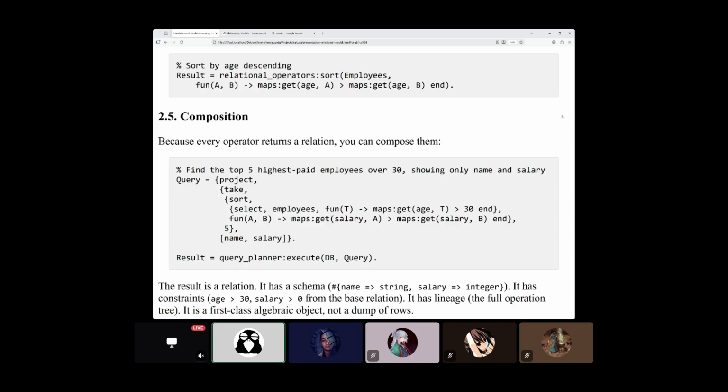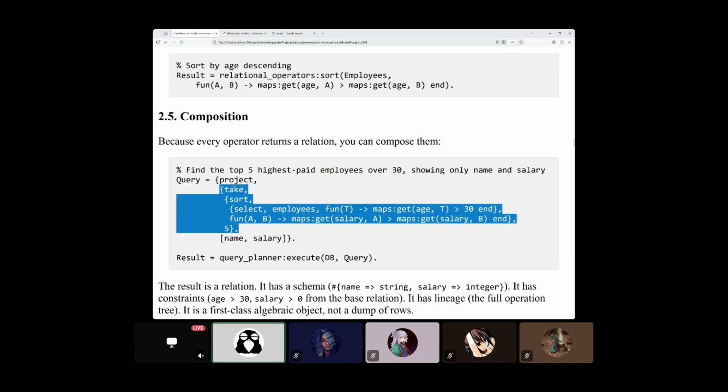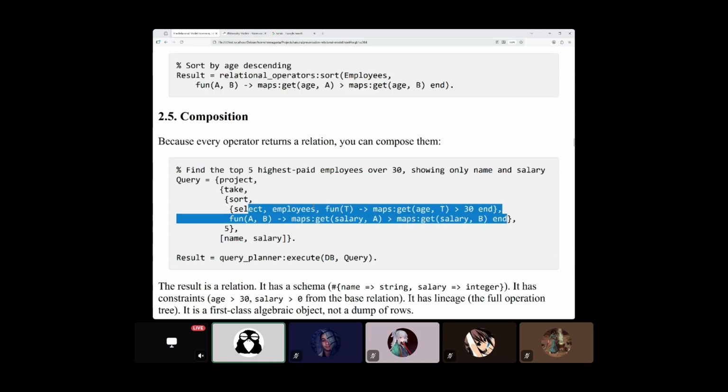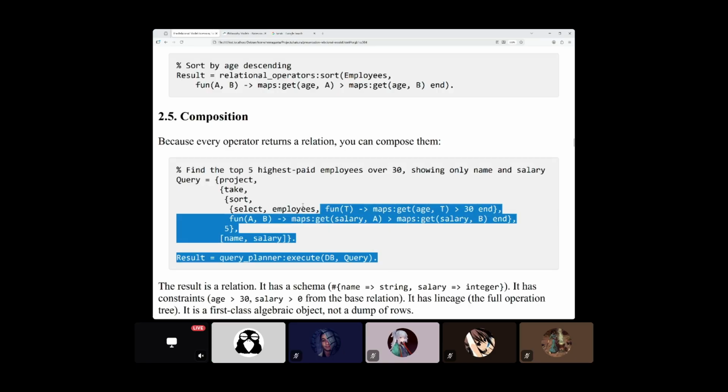All right. So notice that all these things are just expressions, so composing them is not a problem. In Sakura, we can find the top 5 highest paid employees over 30. This would be a lot of constraints together, showing only name and salary. So a projection of name and salary atop of the relation out of the take, sorted, with this select, which is the where, atop of these guys here. So that's basically a way to encode this on Sakura.